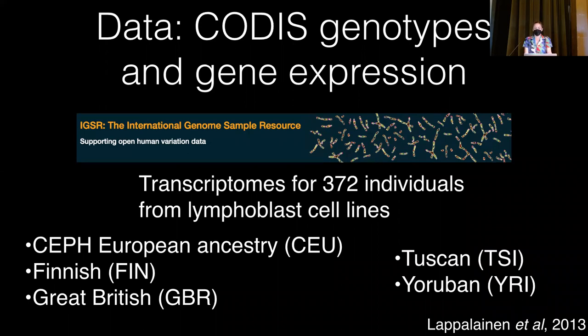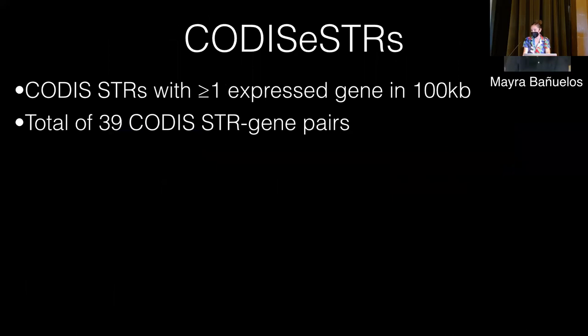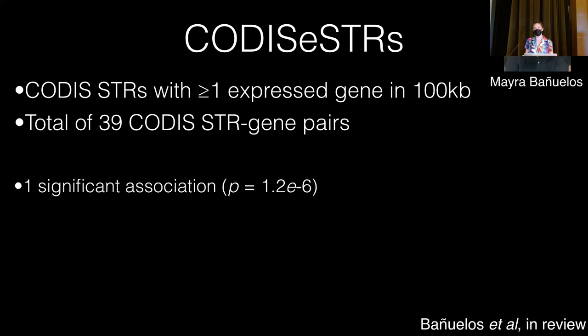Okay. So the next thing we did: Mayra Manuelos was the first undergrad who was working on this project. She looked at each CODIS locus and all the genes that are expressed in those lymphoblast cell lines within 100 kb. There are a total of 39 such pairs of CODIS locus and expressed gene. And she tested for correlation between the CODIS genotype and the gene expression. She found one significant association after correcting for multiple testing, and five marginally significant associations.